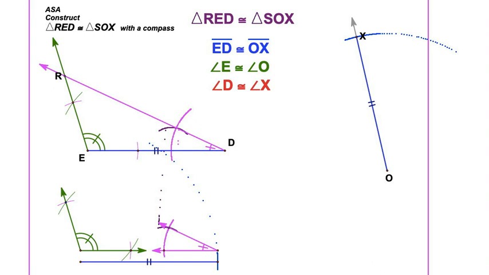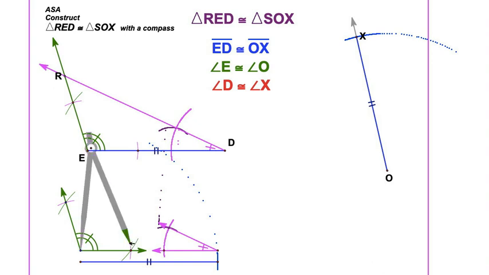And the order matters. If triangle RED is congruent to triangle SOX, then E is congruent to O. So the obtuse angle, the green angle, is going to go here on O. Well, let's do that one. That's the easy one, the obtuse. O for obtuse. Yeah, kind of like that.